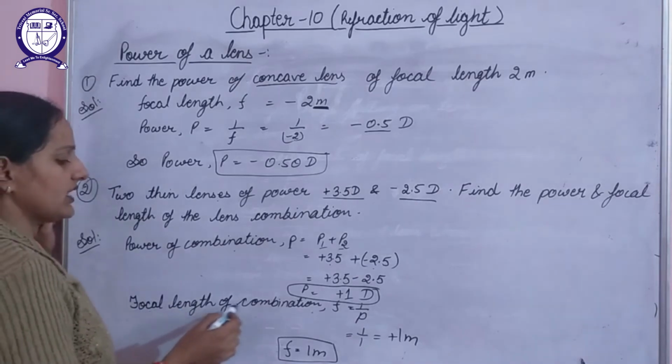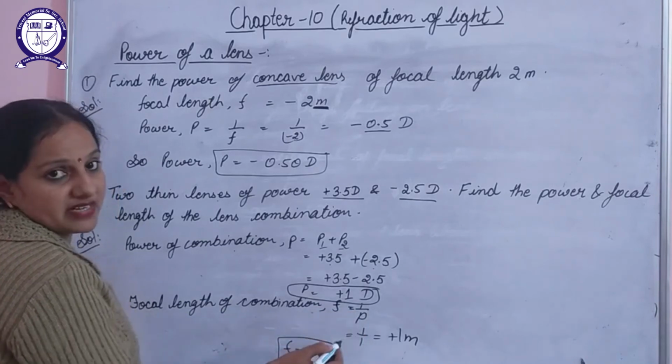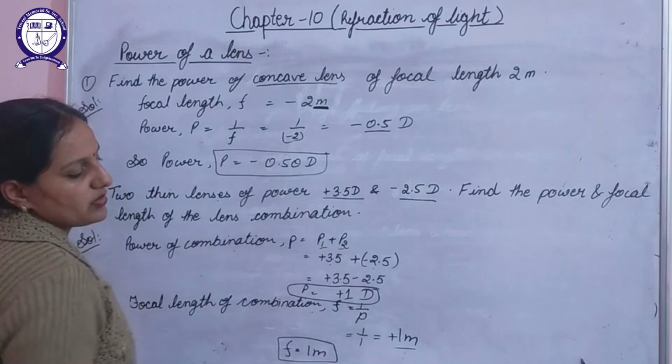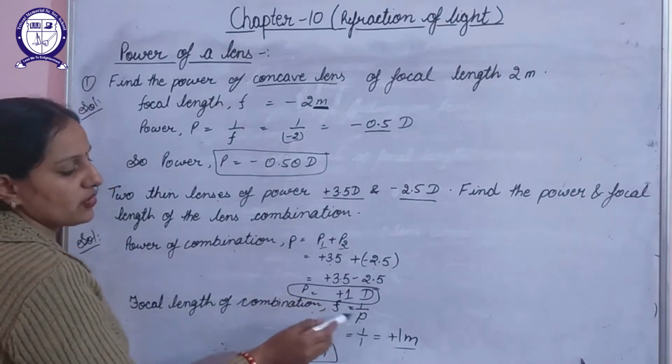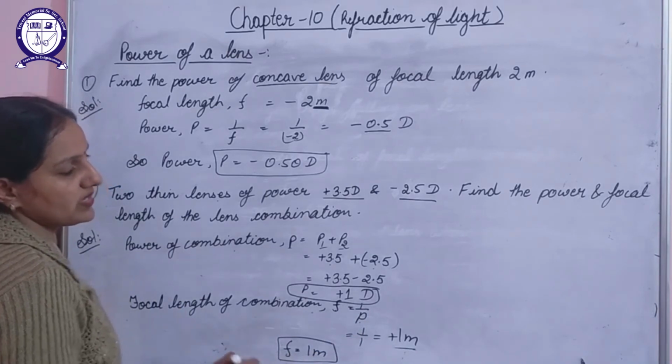Second part, focal length of the combination. We know that the formula for focal length is 1 divided by power. So power is 1, and on solving you'll get 1. Second thing, when power is in diopter, focal length will come in meters. So the focal length comes to be 1 meter.